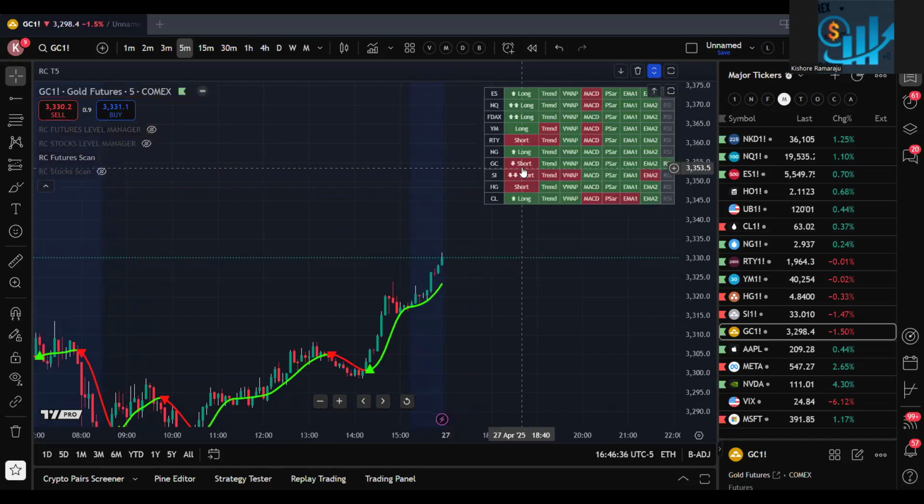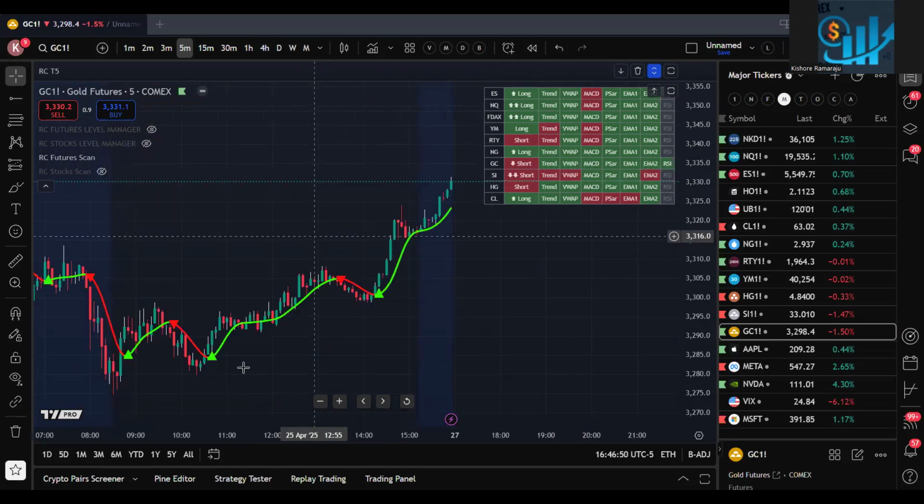So if you see short, but you see everything green, that means it is not really a good one to short. It is only telling that price is below the magnetic level, but all trend, VWAP, MACD, everything is bullish. That means it is moving up.